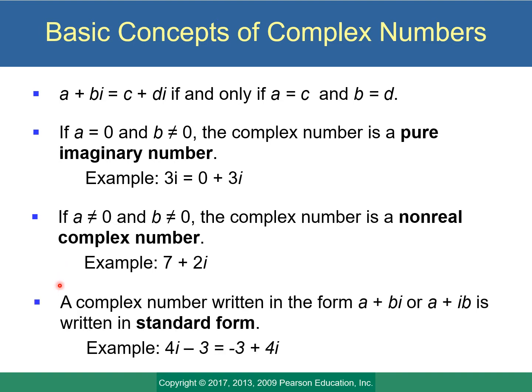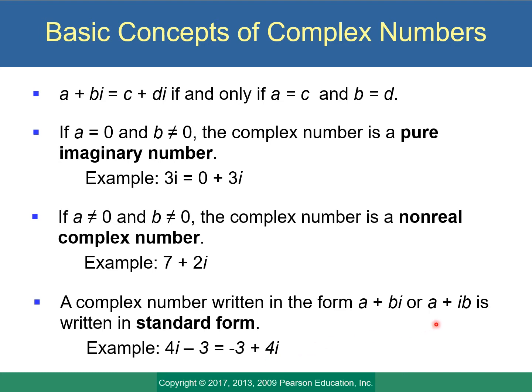And then a complex number needs to be written in standard form most of the time. It's just a convention that we use. You always want to put the imaginary part last. So here's an example of it not in standard form. The 4i is in the front and the real part's in the back. So you just want to switch the order. We're going to take -3 as our real part, write it first, and then positive 4i as the imaginary part and put it in the back. And that's considered standard form.